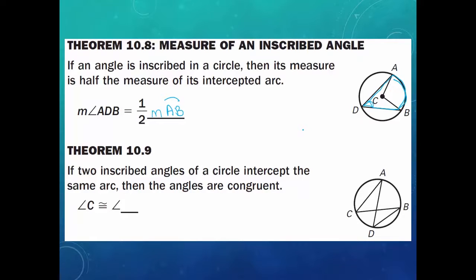Theorem 10.9. If two inscribed angles of a circle intercept the same arc, then the angles are congruent. Angle C is congruent to angle D because they have the same intercepted arc. Angle D has arc AB, and angle C also has arc AB.